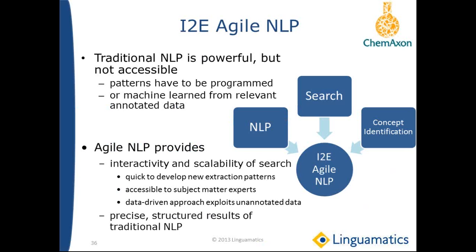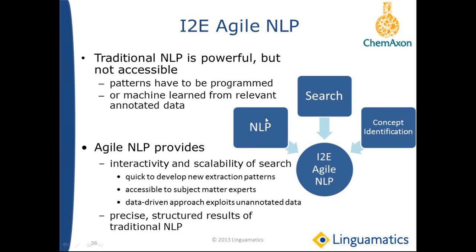So the I2E system is an agile text mining system, and that's slightly different from traditional natural language processing. Traditional natural language processing involves programming in your different queries or machine learning from relevant annotated data. Agile NLP, in contrast, gives you an experience a little bit more like search. So you can iterate, develop your queries, and you take a data-driven approach to exploit unannotated data. So you generalize queries, see what's in the data set, and then develop your queries from that. But you're still getting the precise structured results of traditional NLP and all the power of NLP behind the system.